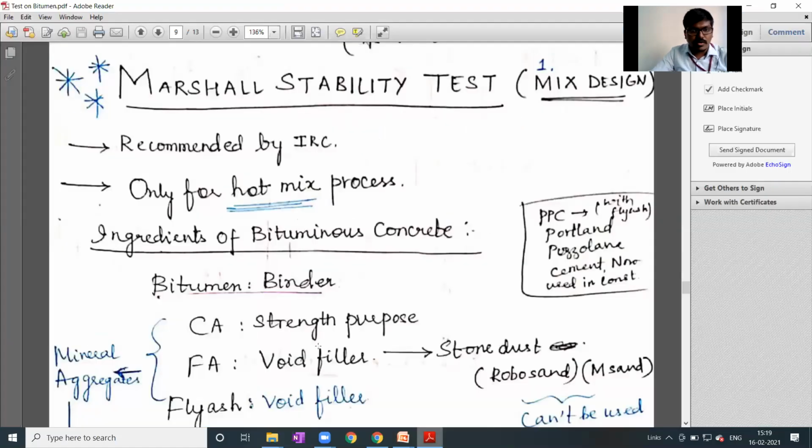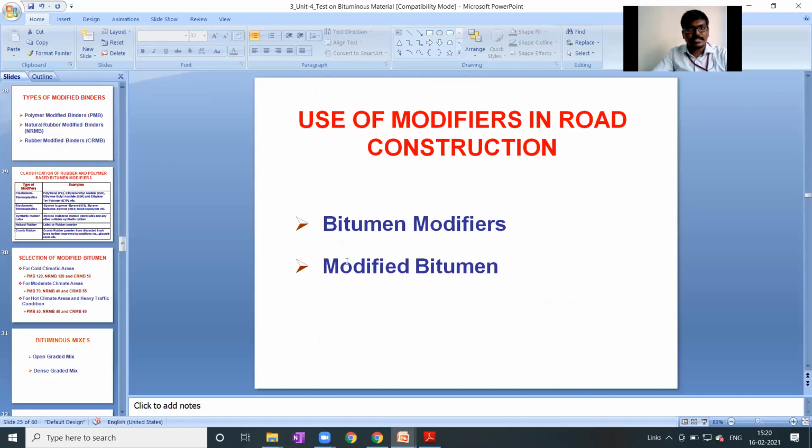Marshall stability is one of the very major tests, but I see very few students have attended, and Marshall stability is very important. If you understand Marshall stability clearly, then in any major transportation engineering project you need to conduct the Marshall stability test. I can't help the other students. I'll cover as much as I can today, and the remaining tomorrow. I may require maybe 1 or 2 more classes. Only the Marshall stability test is left, and the uses of modifiers in road construction.